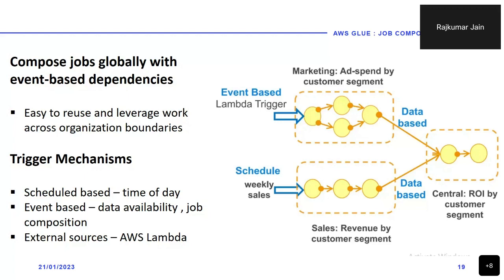correct? Okay, now the trigger mechanism. Schedule based mechanisms are there, in which you can decide the time of day. Event based, where you can say when the data is available, when your files are available, the job should execute. And other external resources like AWS Lambda, and we can also define some other triggers. On the basis of those triggers, we can execute our job.